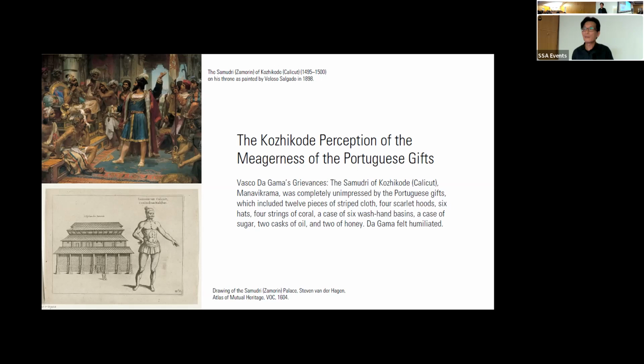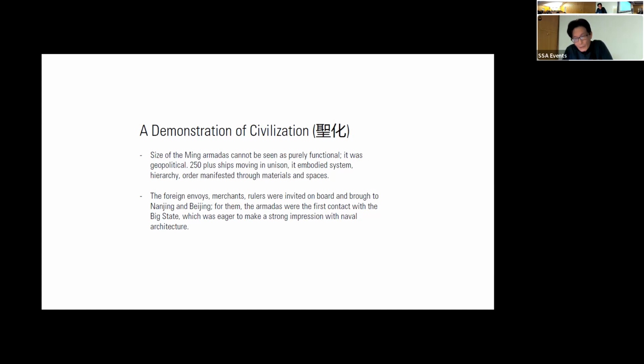There was a phrase in Ma Huan's record called Sheng Hua. I don't even know how to translate this. It's maybe like making people into Confucians, you know, Confucianization or civilization. So it is clear that the size of the Ming Armada was not functionally necessary, but somehow politically important. It is really about a floating Forbidden City arriving at a place, presenting an image of power that set the scene and set the narrative in a way to China's advantage.